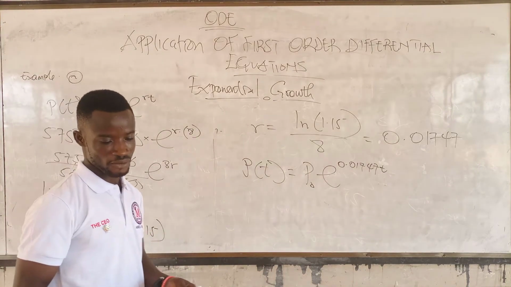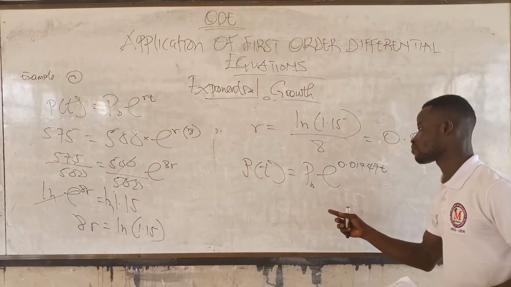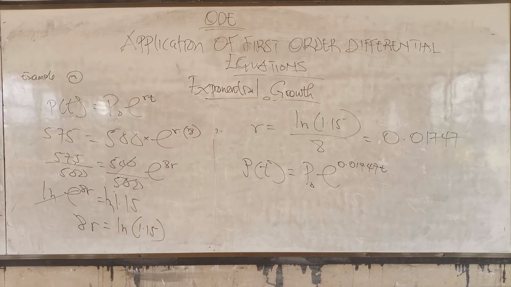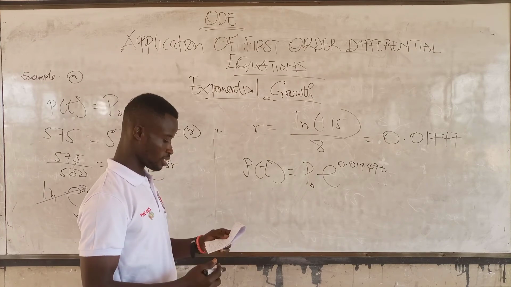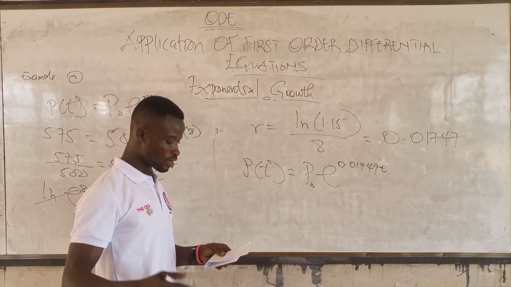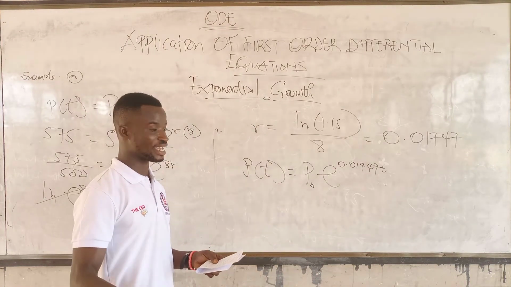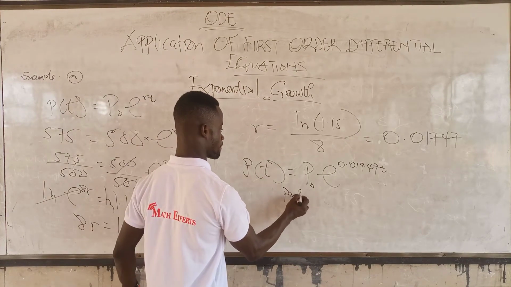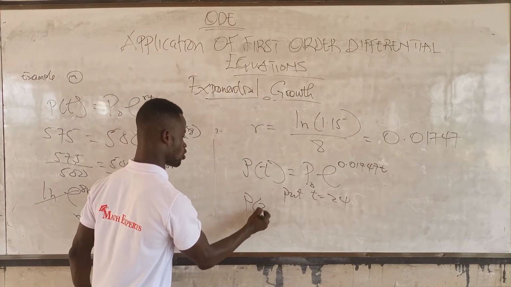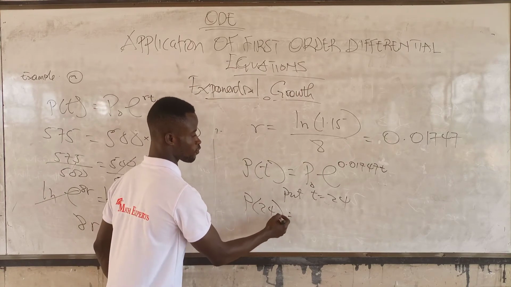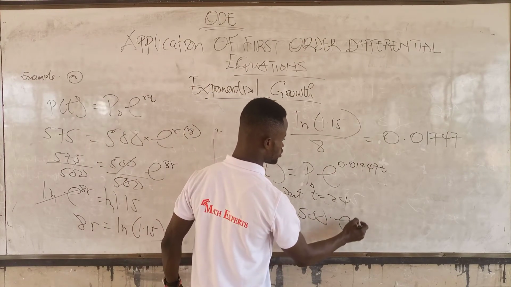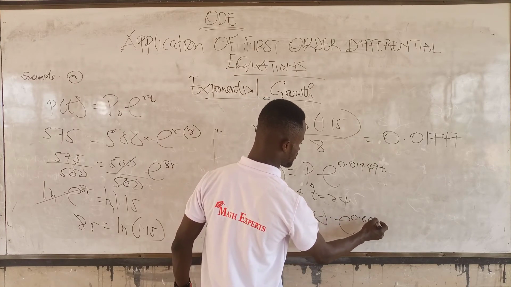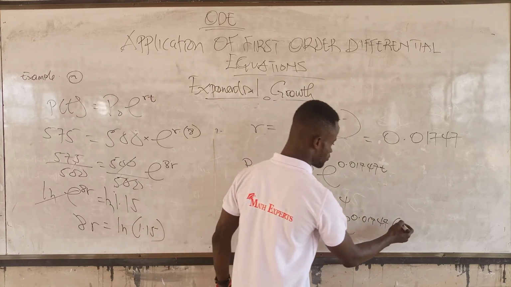So that is what we have for that. So now we are going to answer the question. Say the R is known. Okay. So since the R is known, we can now go and find, the question says, what will the population be in 1 day? That is 24 hours. So we put T to be equal to 24. So B of 24 is what we are looking for. Alright. B naught, that is initial, that is 500, times E raised to the power 0.01747 times T, which is 24.